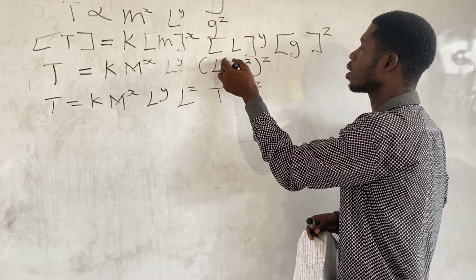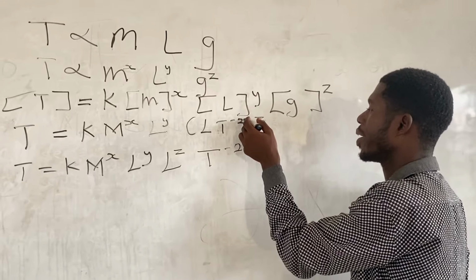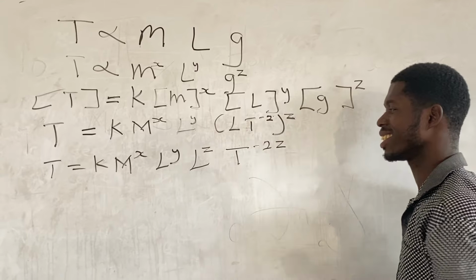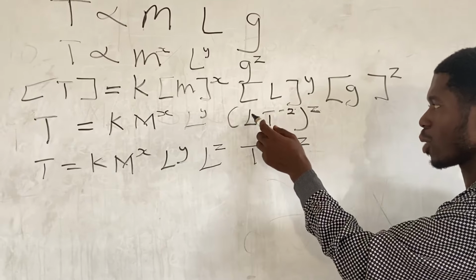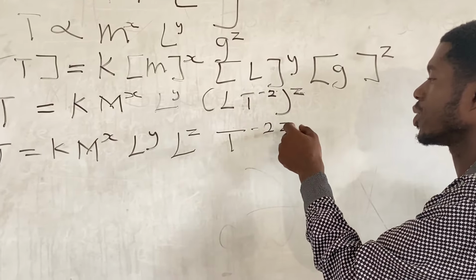What is the power here? It is 1. So it will be L to the power Z, and this Z will multiply the power here. Power 1 is here, but I don't write it. So 1 times Z is Z. It will multiply what is here too. So it becomes T to the power negative 2Z.